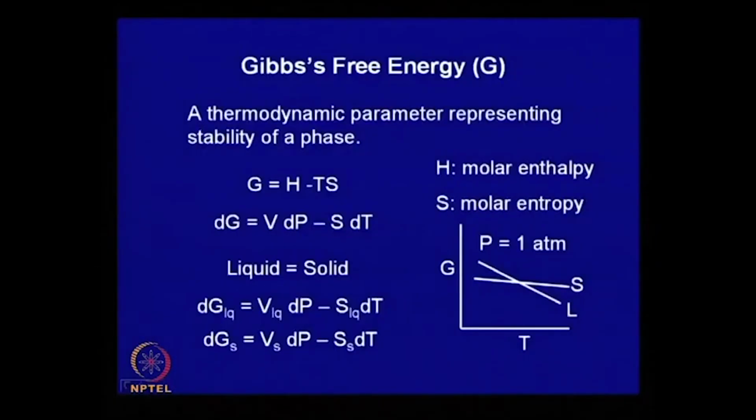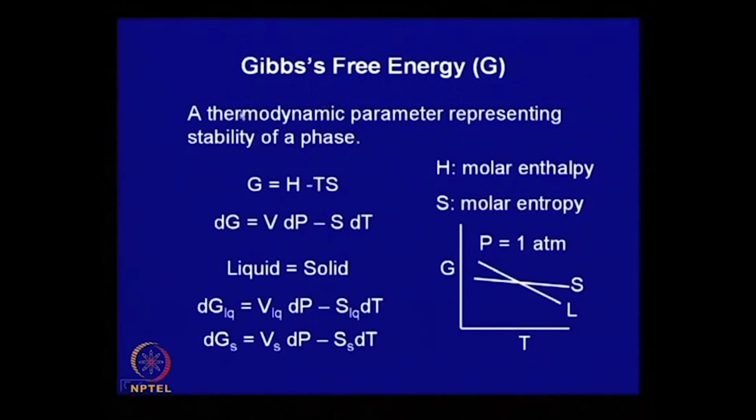And we know from the second law of thermodynamics that although the entire amount of mechanical work can be converted totally to heat, it is impossible to convert heat totally into mechanical work. That means in a system there is always a part of the energy which is not accessible, which you cannot transform. Gibbs free energy is a thermodynamic parameter that determines the stability of a phase.